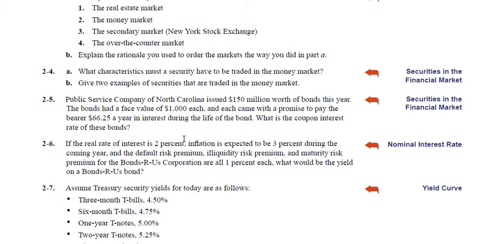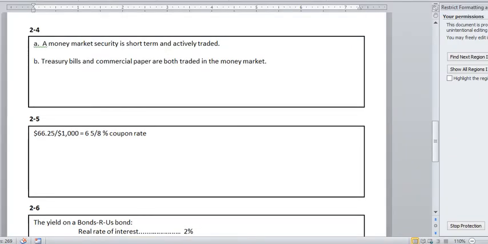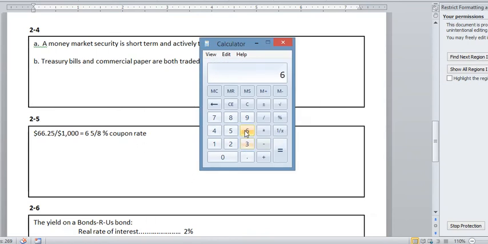So you're just simply doing a quick calculation to see what percentage of 1,000 is $66.25. So in order to do that, you just simply need to divide 66.25 by 1,000, and you get the interest rate. Now, if we do that with a calculator, let me bring that up real quick. We just simply go 66.25 divided by 1,000, and that's going to give us our answer.